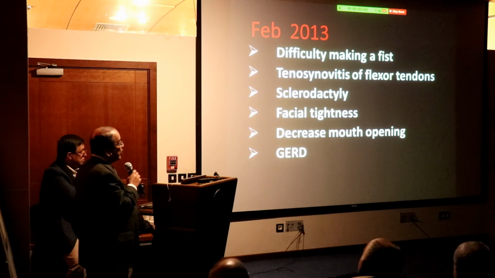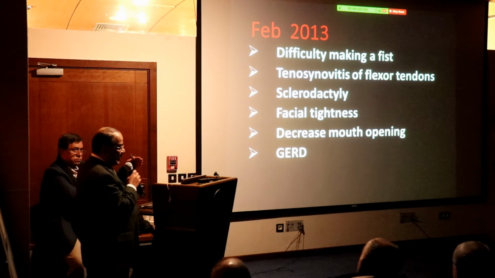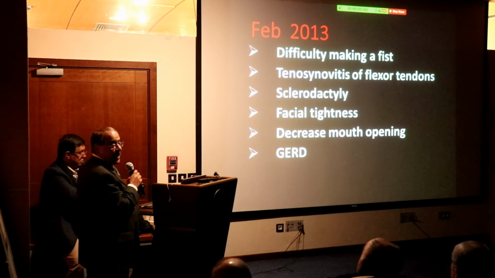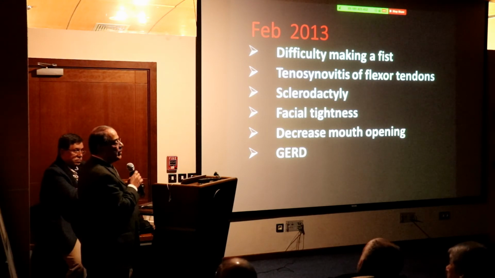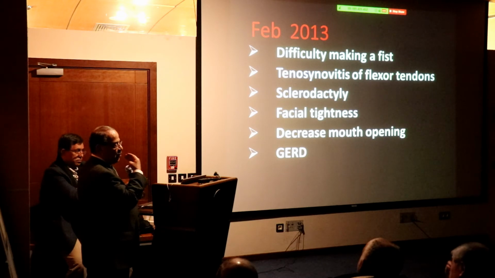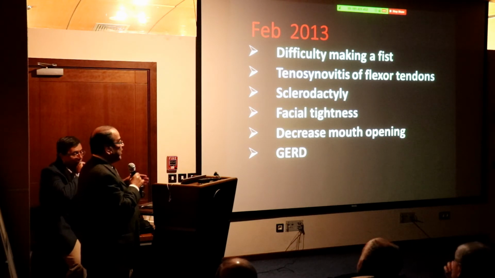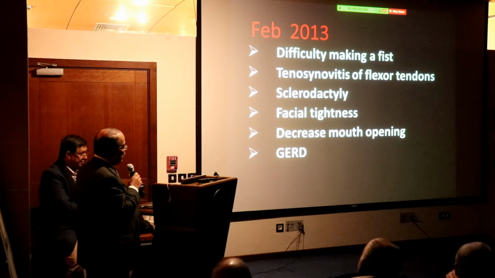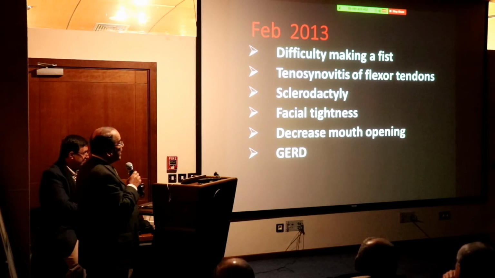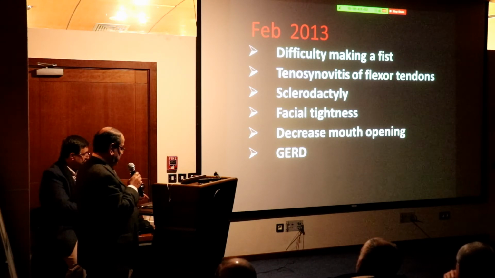Tenosynovitis of flexor tendons. There is evidence of sclerodactyly, as shown by absence of creases and facial tightness. She starts showing some features of scleroderma with decreased mouth opening. The normal mouth opening, by the way, is that you can put 3 fingers in your mouth. If it is less than 3 fingers, this is decreased mouth opening. And she has gastroesophageal reflux disease.